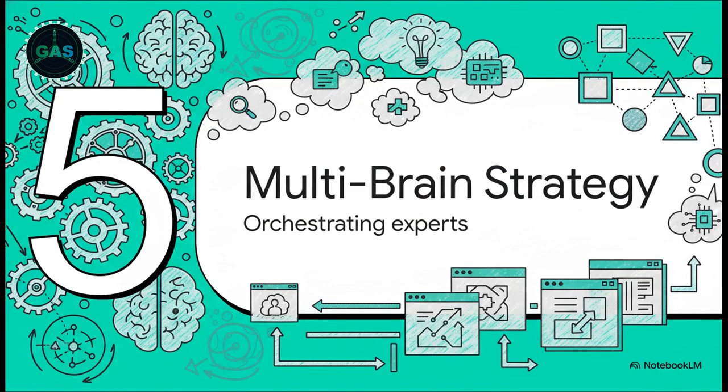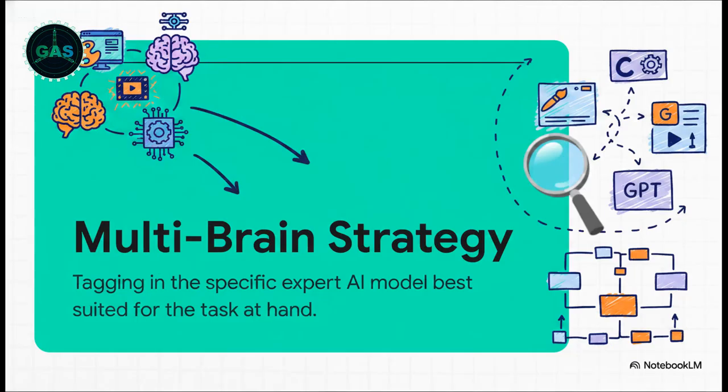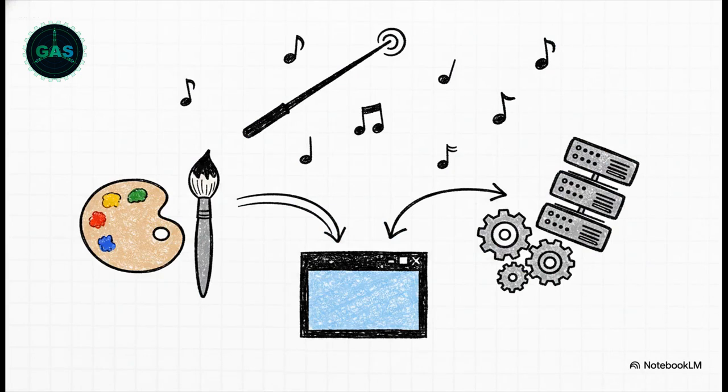Section 5. The Multi-Brain Strategy. Listen, no single AI model is perfect at absolutely everything, and that's where the multi-brain strategy comes in. It's all about acknowledging that each model has unique strengths. Instead of relying entirely on one, you effortlessly tag in the perfect expert exactly when you need them. You might use Claude for its unmatched UI design aesthetics, or tap into Gemini for deep video and data analysis, all while GPT 5.5 runs your core foundation. The execution is just so smooth.